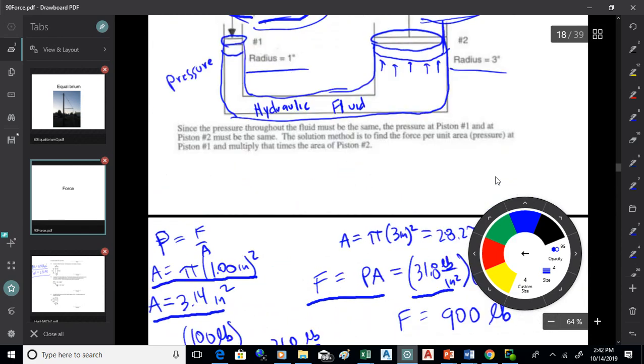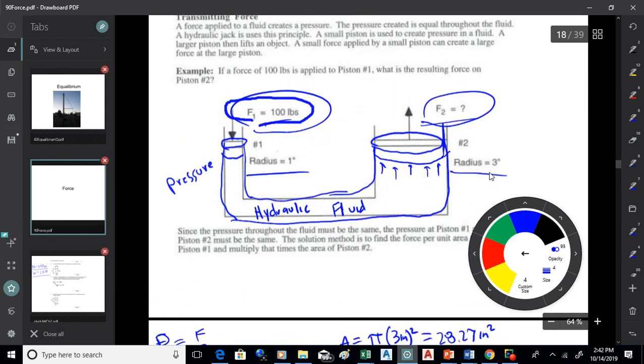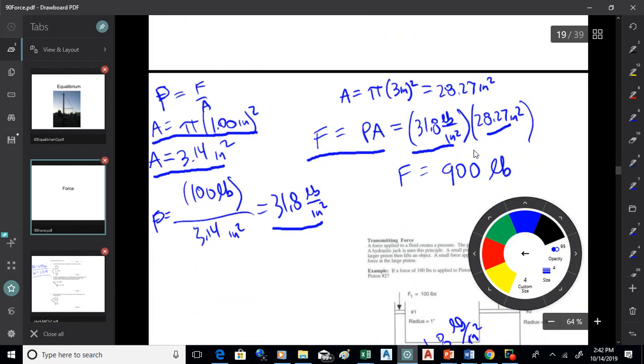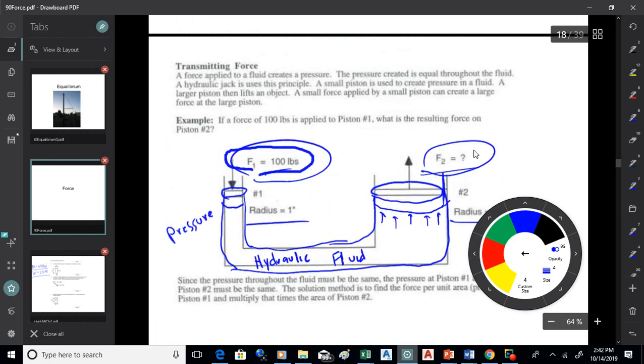So what's happening here is if we push down with 100 pounds on the left, what we end up with is 900 pounds on the right, which is a pretty good thing for a hydraulic jack. Now, of course, what you lose on this is distance.